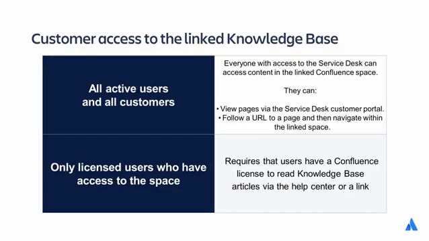These people get very limited Confluence access. Unlicensed users can view pages in the Jira Service Desk customer portal and follow a URL to a page and then navigate within the linked space. The second option obviously requires that users have a Confluence license to read knowledge base articles via the Help Center or a link that your team shares. This option is best if only your team or organization needs to read and write articles.